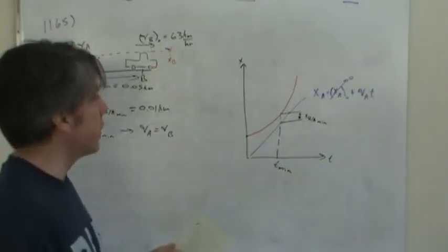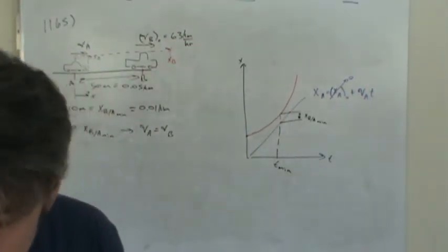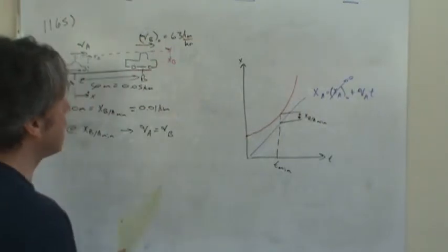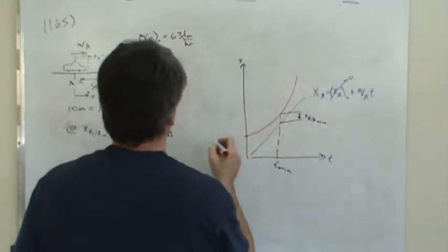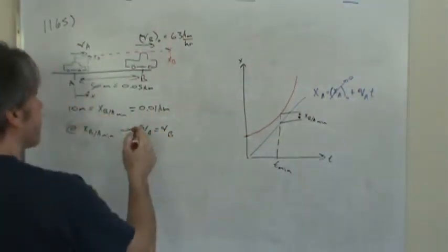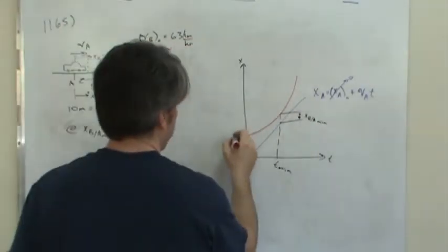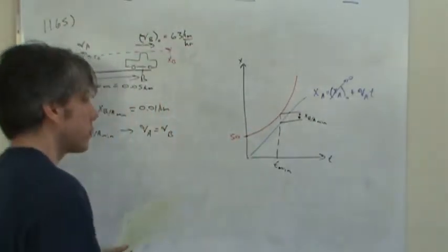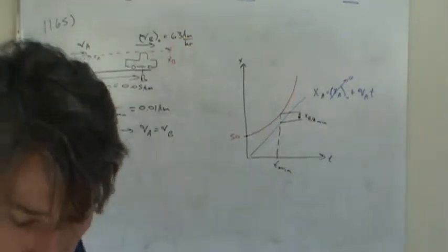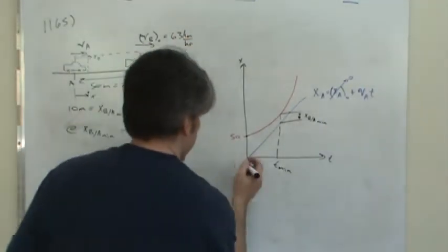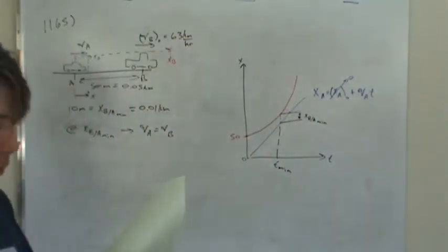Of course, in doing this, we've set the initial position of B. It must be 50 meters. Because if A is going to begin at 0 meters right here, then B must begin at 50 meters.